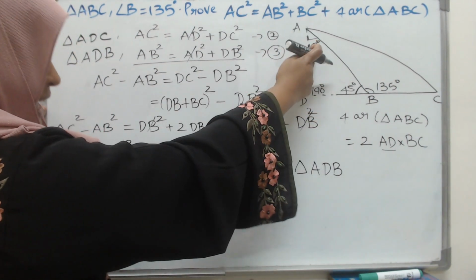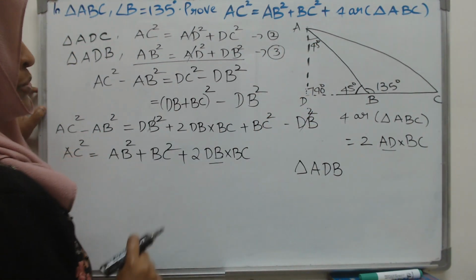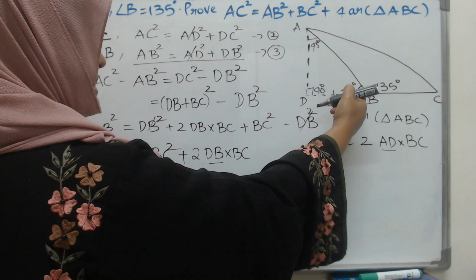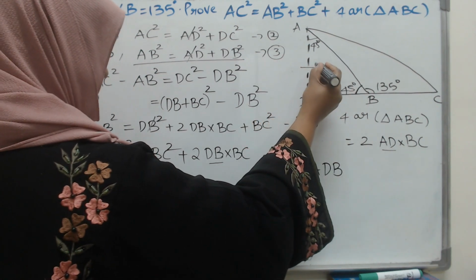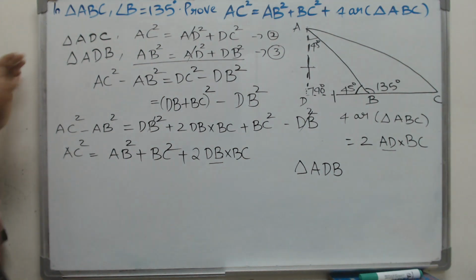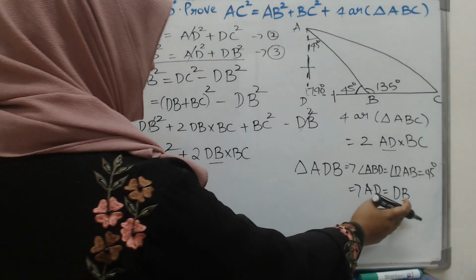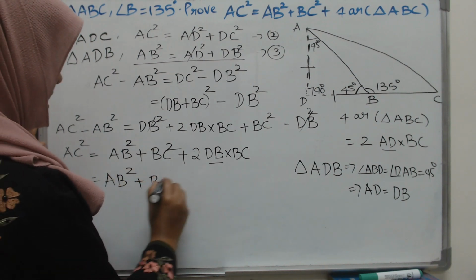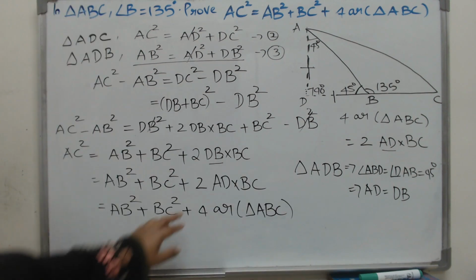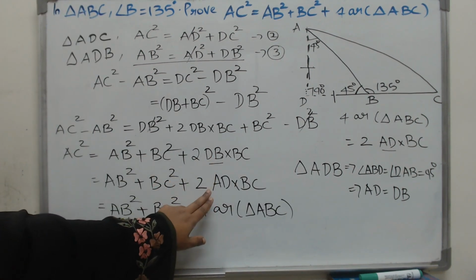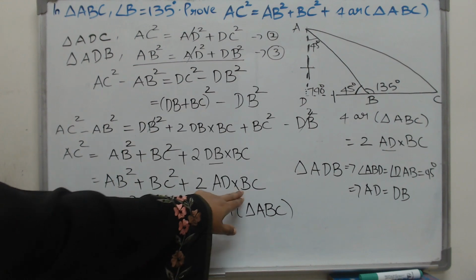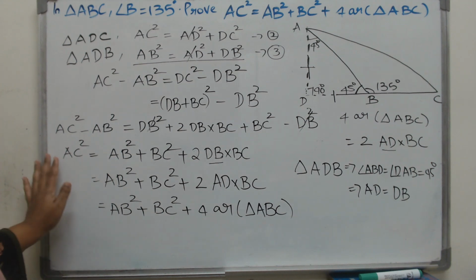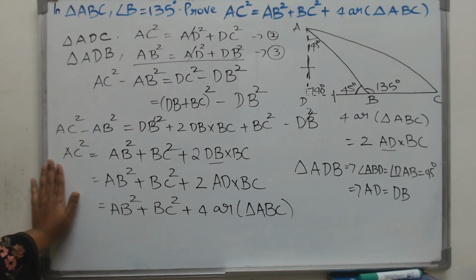Which means what? 2 equal angles, which would mean what? 2 equal sides. The side opposite to this angle and the side opposite to this angle will both be same. So what are we looking at? AD and DB are equal. That is exactly the result that we were looking for. So instead of DB, you can put AD, but what is 2 times AD into BC? It is 4 times the area of the triangle ABC. So that is the result that we were looking for.